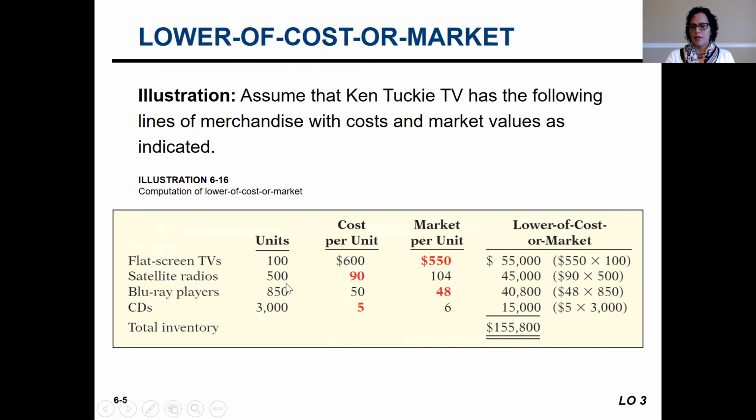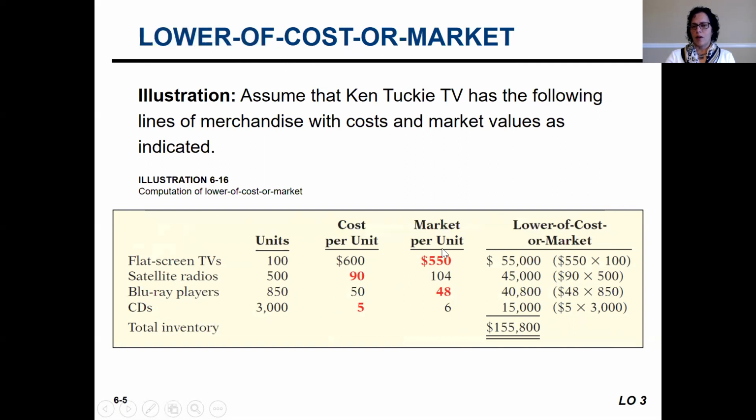The satellite radios, I bought them at $90. I can now, if I had to buy it again, I'd have to pay $104, which probably means I could sell it for a lot more than $90. Now note over here, I'm just going to leave it at $90. The conservative principle says if there is a potential loss, I take it right now. If there are gains, we have to wait for it to be realized, which means I actually need to make a sale before showing any gain. So I leave that at cost.